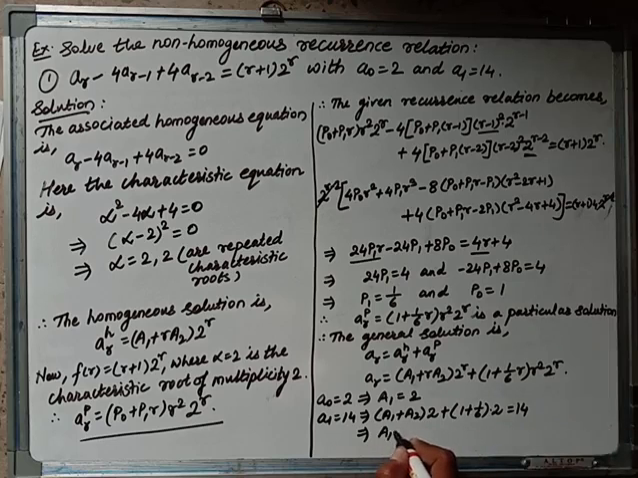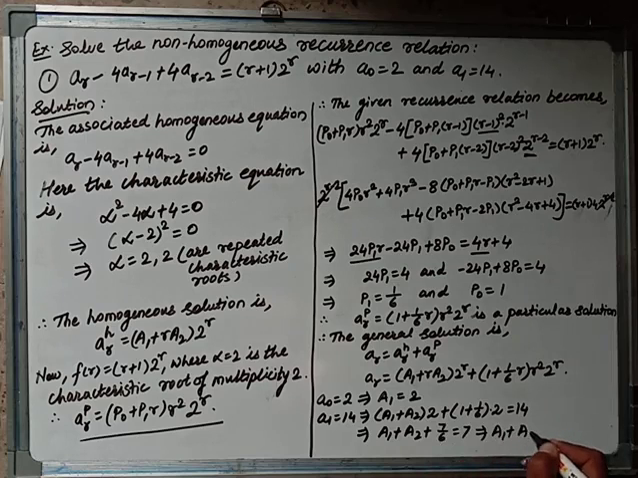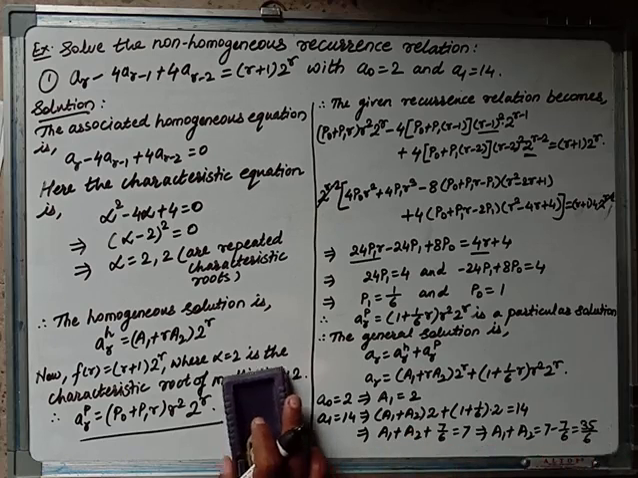So A1 plus A2 plus this part, which is 7 by 6, equal to 7. So that will be A1 plus A2 equal to 7 minus 7 by 6, so it will be 35 by 6. So A1 plus A2 will be 35 by 6. But A1 is equal to 2, so we can get the value of A2 from it.